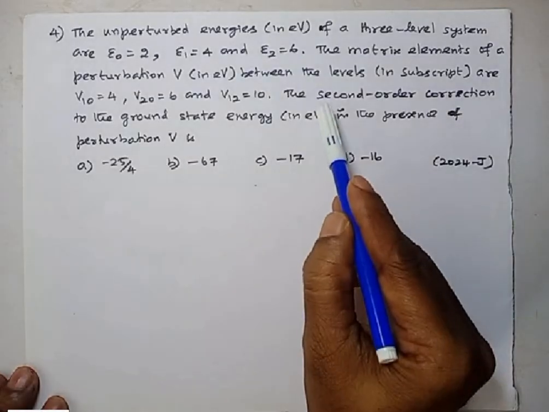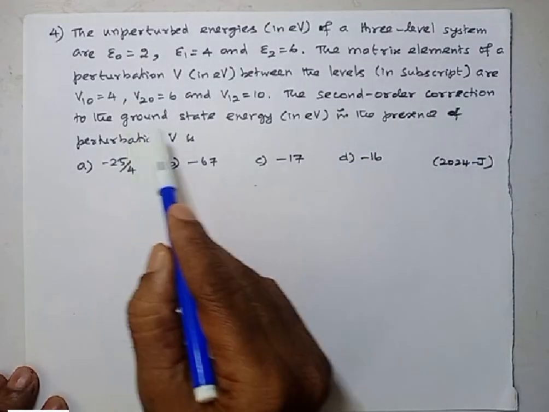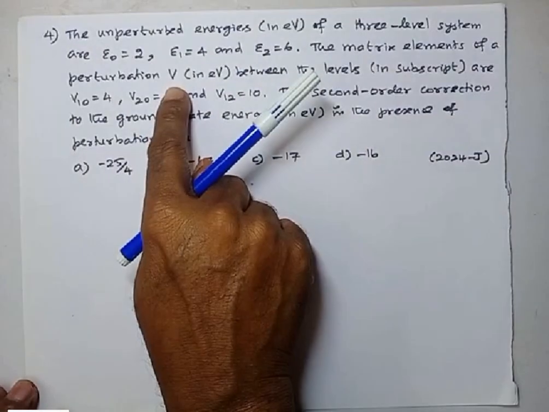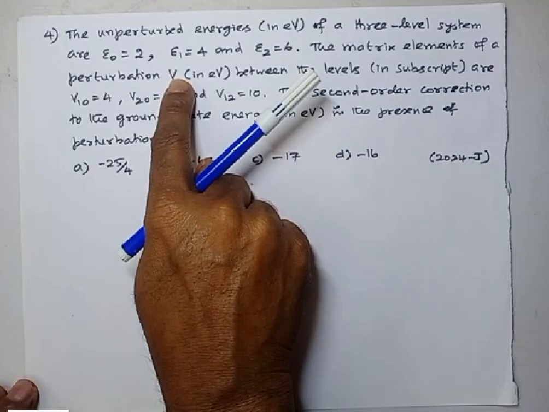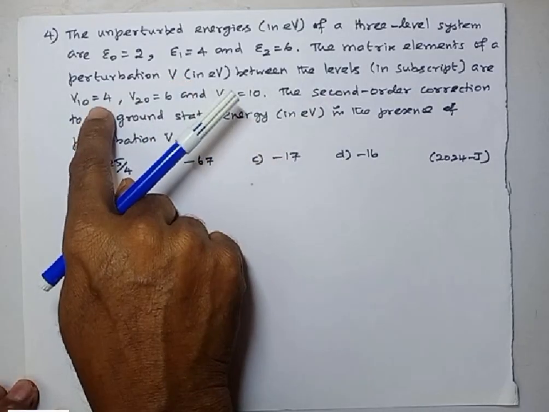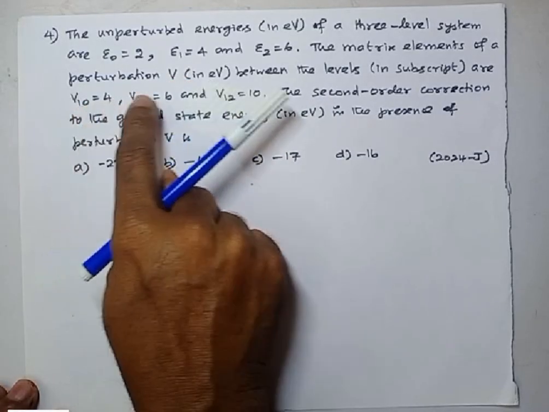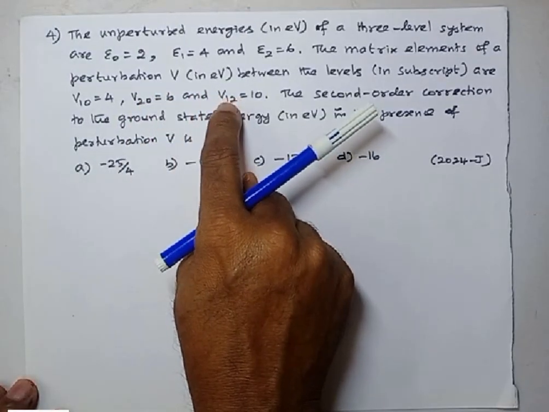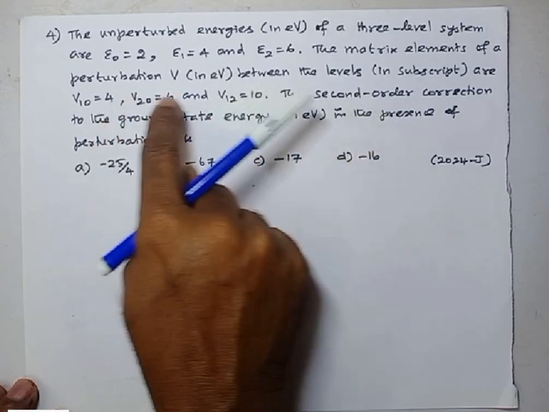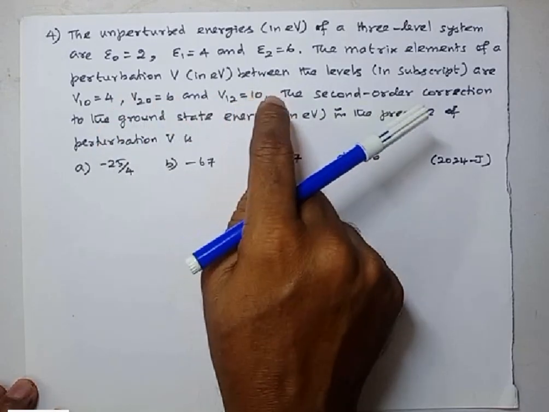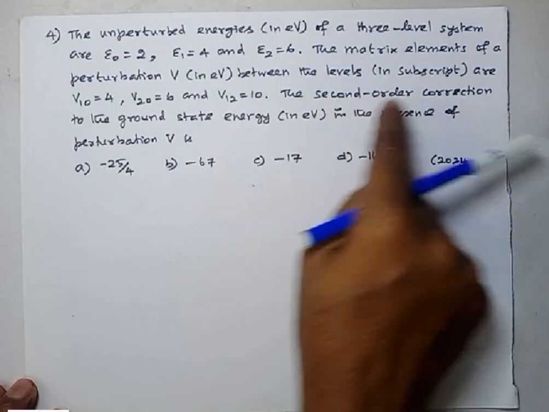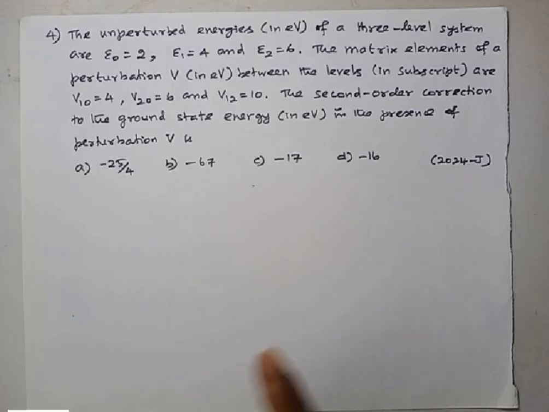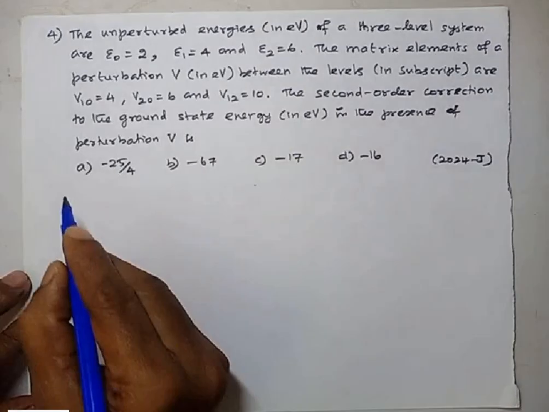Okay, the question asked here is the second order correction to the ground state energy in the presence of perturbation V. So V is the perturbation. Because of that perturbation, we get interaction between ground state and first excited state, ground state and second excited state, and interaction between second and the first excited state. These interaction energies are given. What we have to do, we need to calculate second order correction to the ground state. Observe the question carefully. They are asking second order correction to the ground state. So how to answer it?